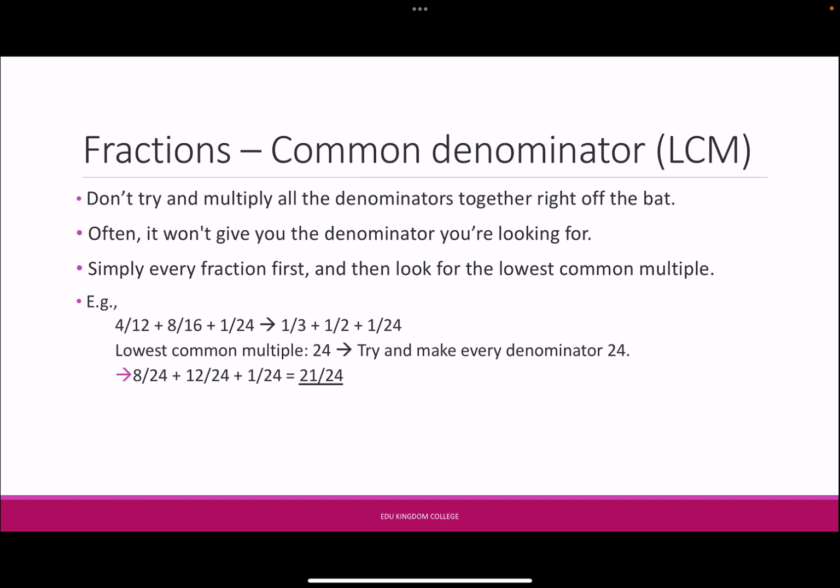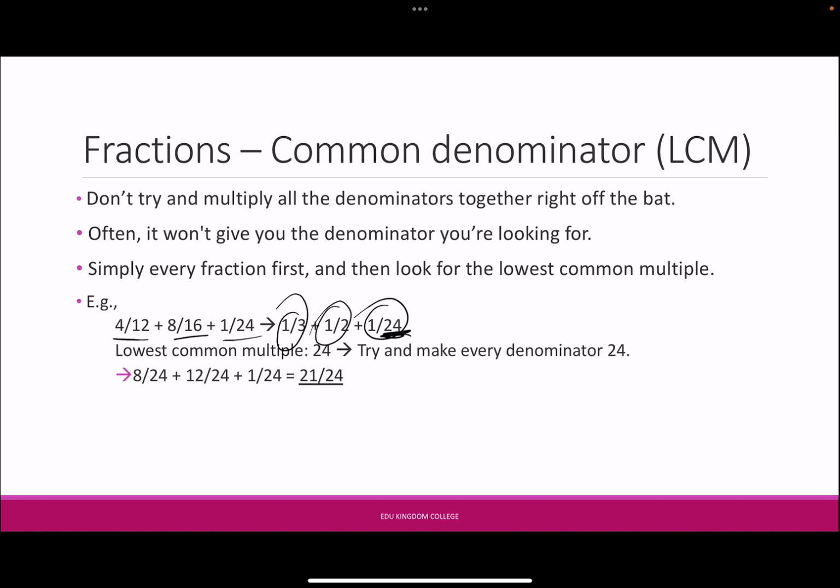So we'll take a look at what we should do in the example below. We have 4 over 12, 8 over 16, 1 over 24. First step, always simplify. So 1 on 3, 1 half, and 1 on 24. Our lowest common multiple here is 24. Even if you have two or three fractions, have a look at it first and think about it before multiplying everything through, because we already have a denominator of 24 here, so we don't need to change that fraction. What we're going to do is make every denominator 24.